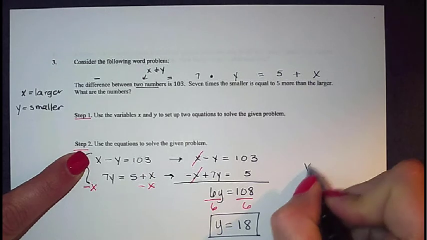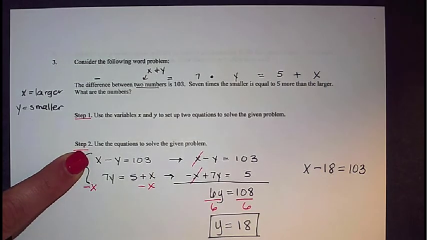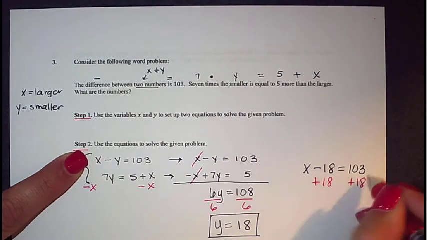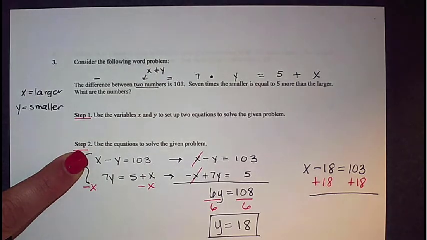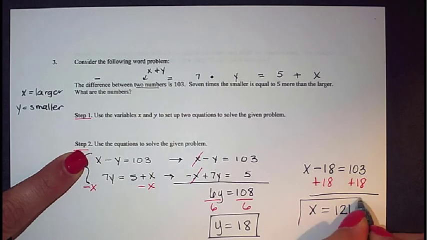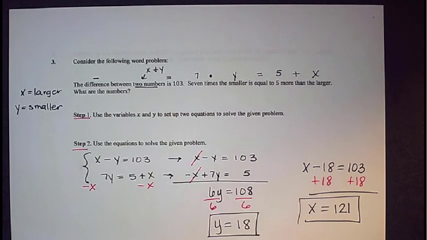So we're going to say x minus 18 equals 103. So to solve for x, we're going to add 18 to both sides. And 18 plus 103 is going to give us x equal to 121. So now we have our larger value at 121 and our smaller value at 18, and those are our answers.